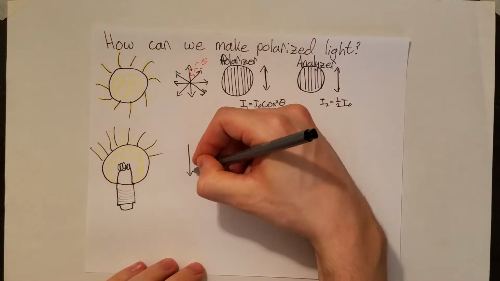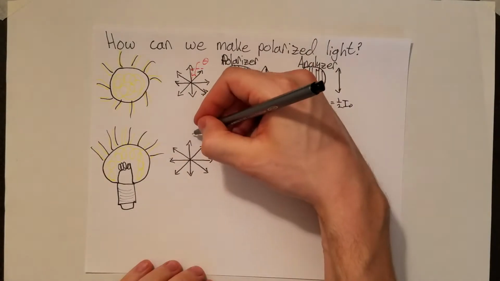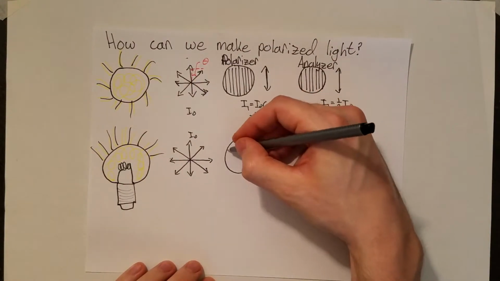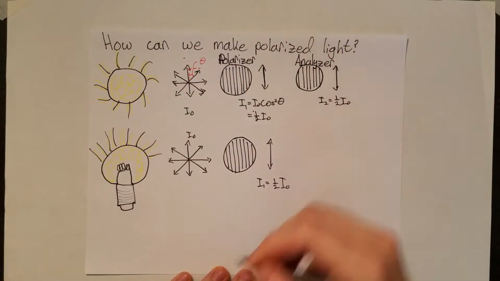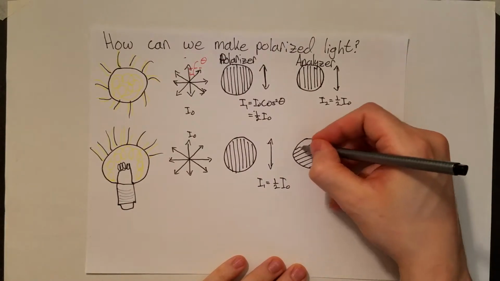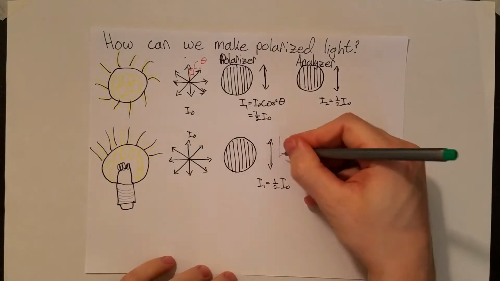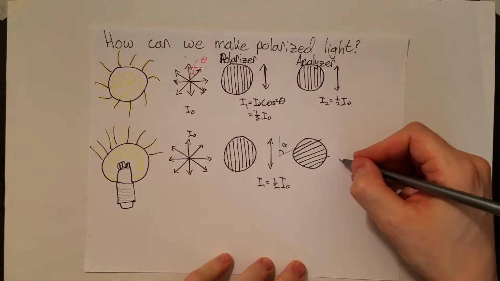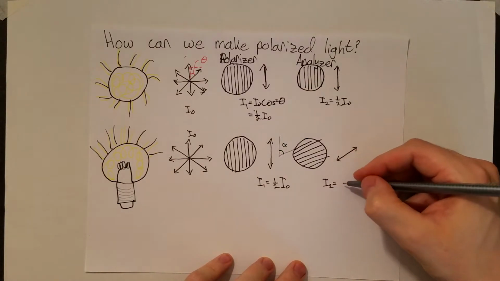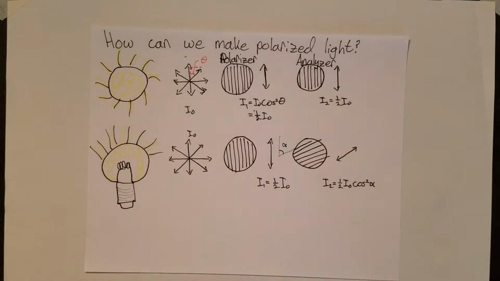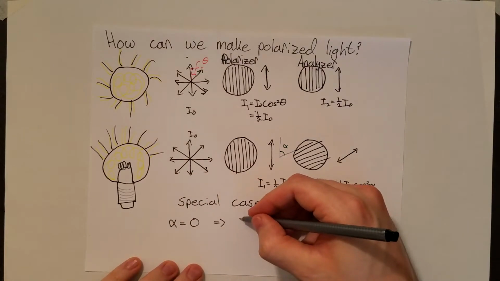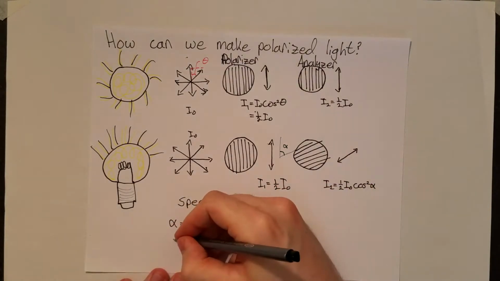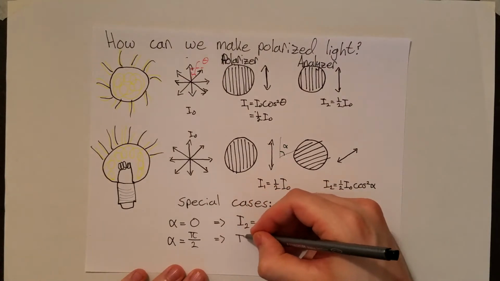Now, what would happen if we added another polarizer in series, called an analyzer? Applying the same equation, we find that the intensity of light leaving the analyzer should equal 1/2 I naught cosine squared alpha, the angle of the analyzer with respect to the polarizer. Looking at this equation, we see two special cases. For alpha equal to 0, I2 equals I1. No intensity is lost. For alpha equals pi over 2, or 90 degrees, I2 equals 0. In other words, no light is transmitted through the analyzer.